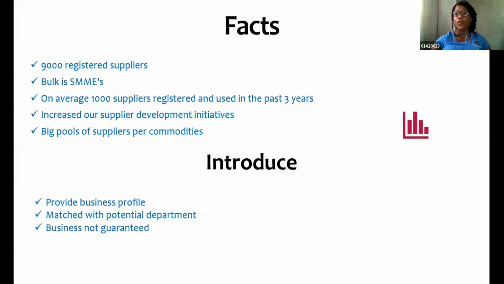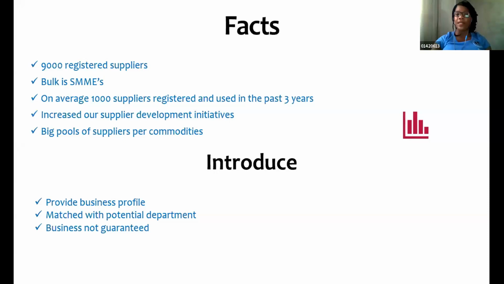That is where you start to put your foot in the door so that you get known by those departments or faculties that are looking for services or goods. So you must provide your business profile to procurement. What we do is match your profile with the potential department or faculty that might need your services or goods.